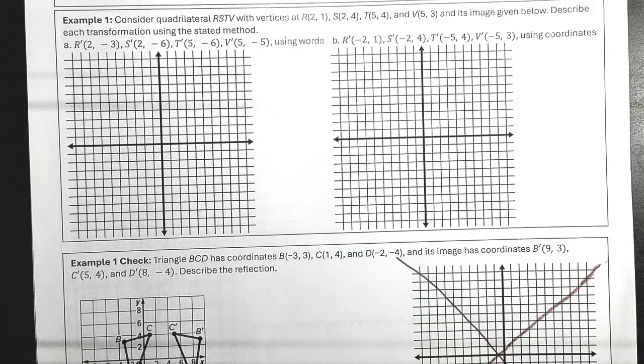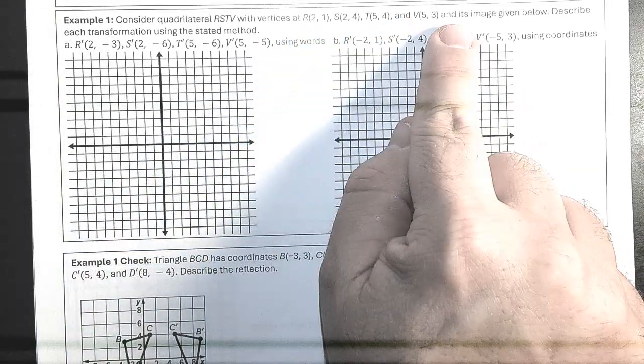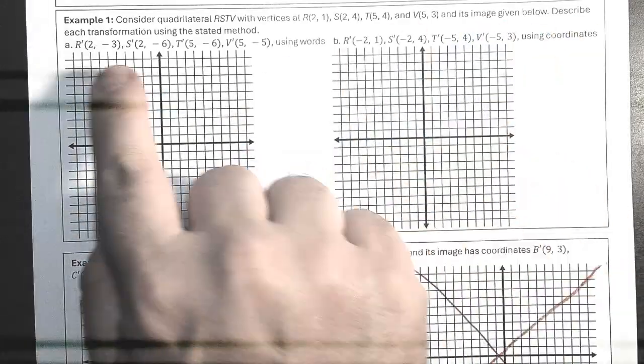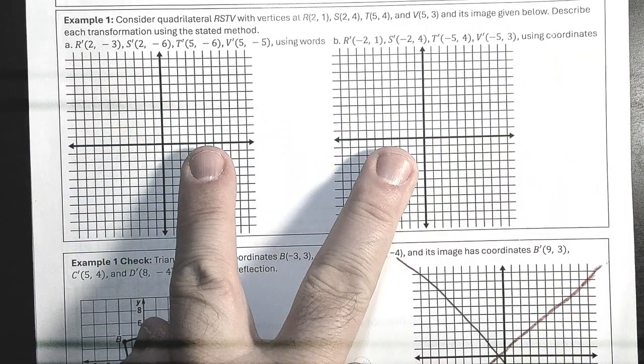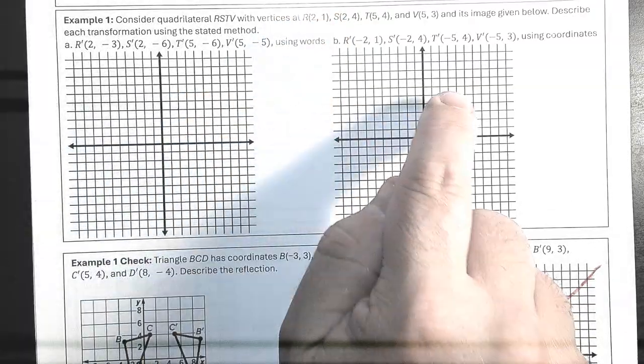So example 1. Consider quadrilateral RSTV, and it gives you the vertices. All right. Consider these and its image given below. So we have two graphs. We're starting here. So this figure is going to end up in these spots.